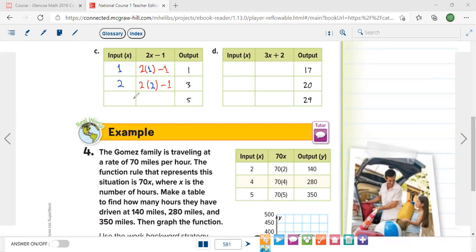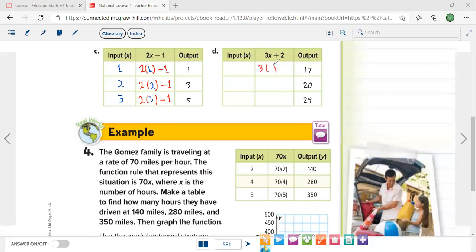Now, the same is happening. 2 times what number, then minus 1, will give you 5? For sure, this number should be 3 because 2 multiplied by 3 is 6, minus 1 is 5. So the original number was 3. Now let's do the same here. Let's finish this column first.